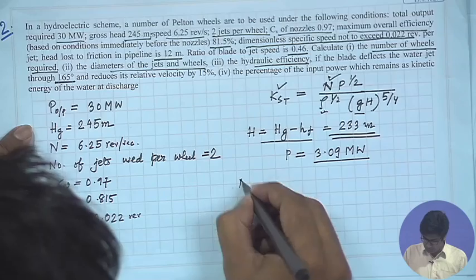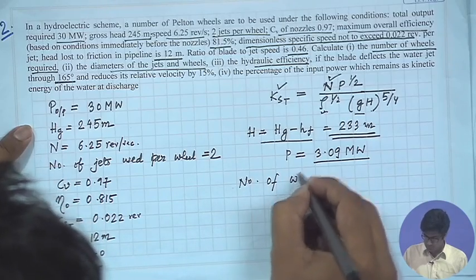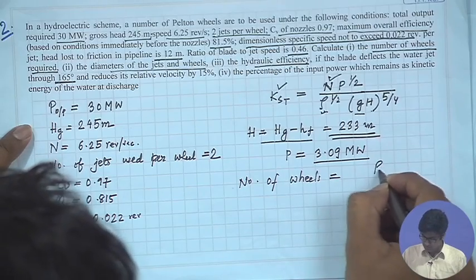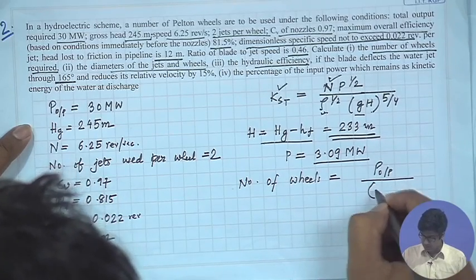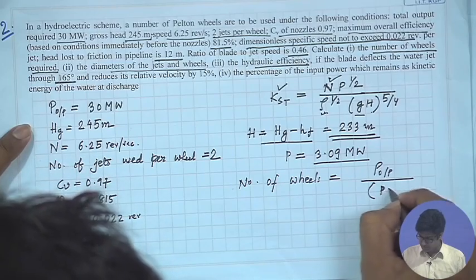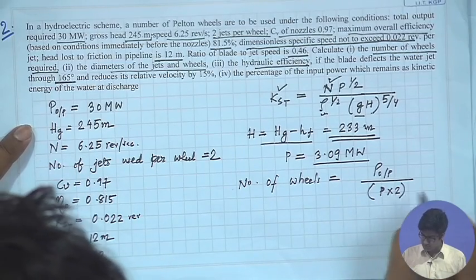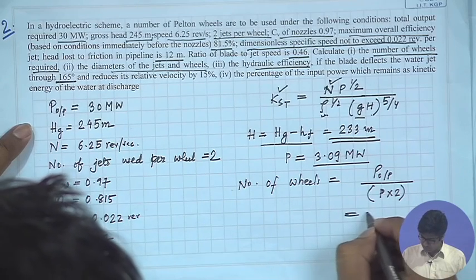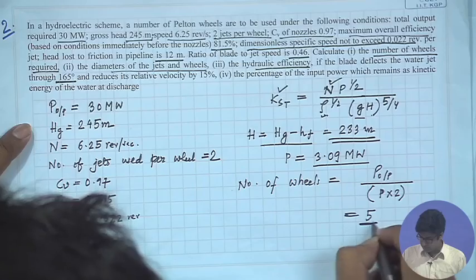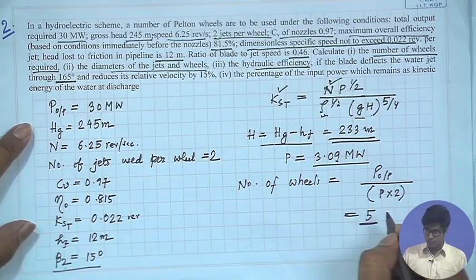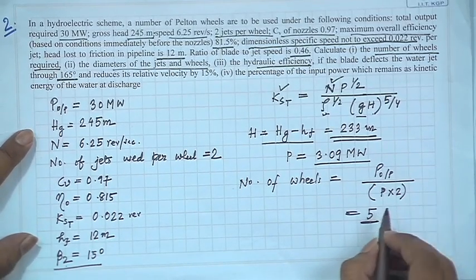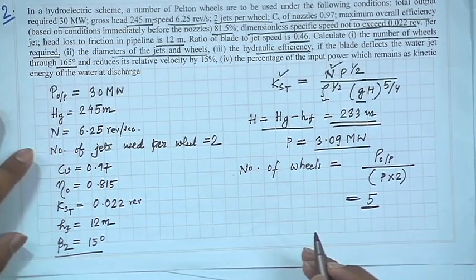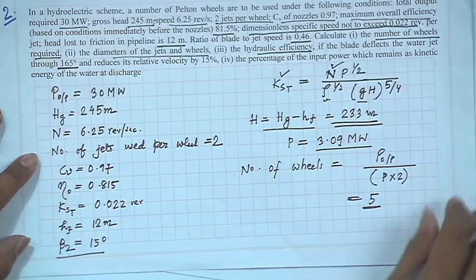So, the number of wheels is the total power output divided by the power per wheel per jet into 2, since two jets are required per wheel. So, this comes out approximately as 5, which is the nearest whole number, and we have to take the whole number for this case, since we have to find out the number of wheels. So, moving on to the next part, where we have to find out the diameter of the jets and the wheels.